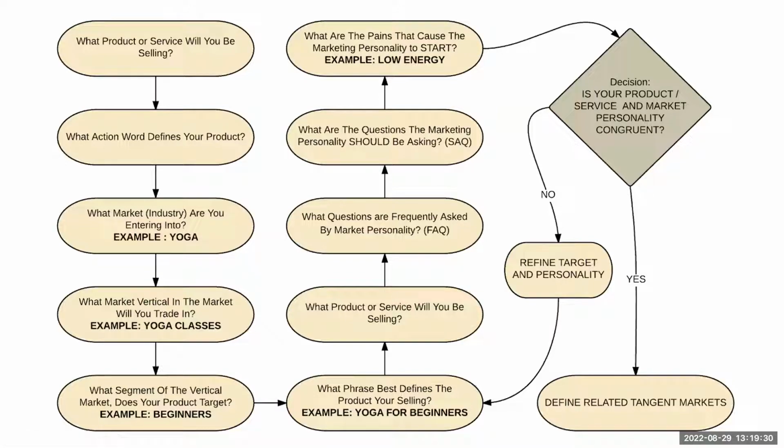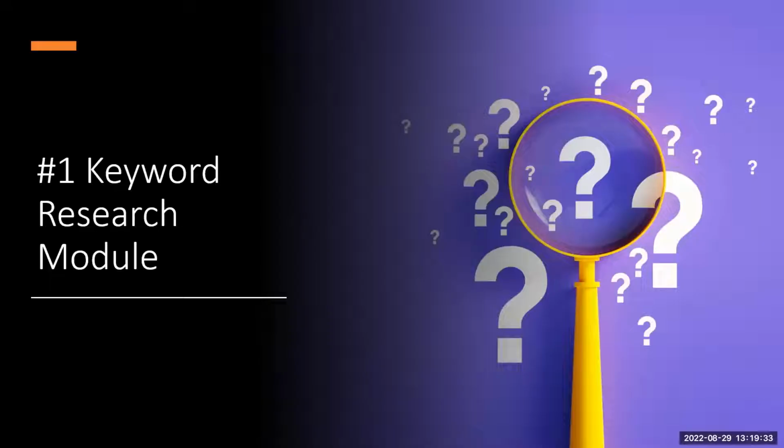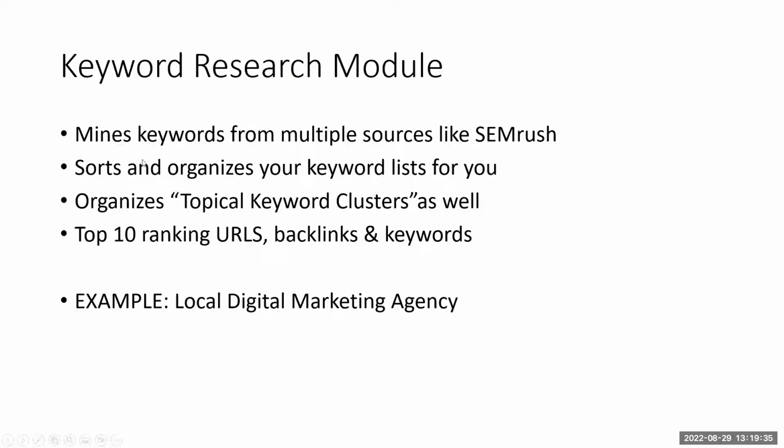Okay, so the first module we have is the keyword research module. It's got a very basic process. It mines keywords from multiple sources like SEMrush. It sorts and organizes keyword lists for you. It organizes your topical keyword clusters. It gets your top 10 ranking URLs, gets their backlinks, and gets the keywords. So essentially, we harvest everything very, very quickly. In today's example, we're going to talk about local, and we're going to look at mapping out a website for a digital marketing agency. And that's going to be the export spreadsheets we'll give you for your backlink factory afterwards.